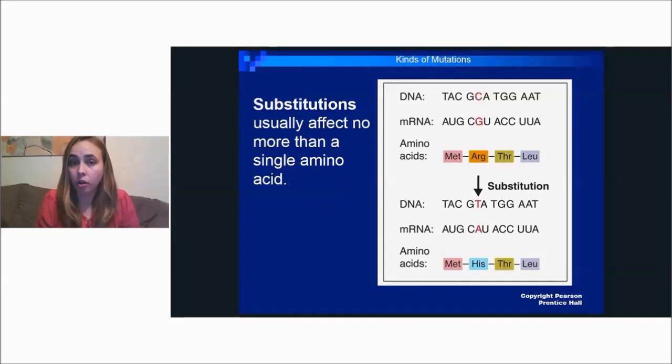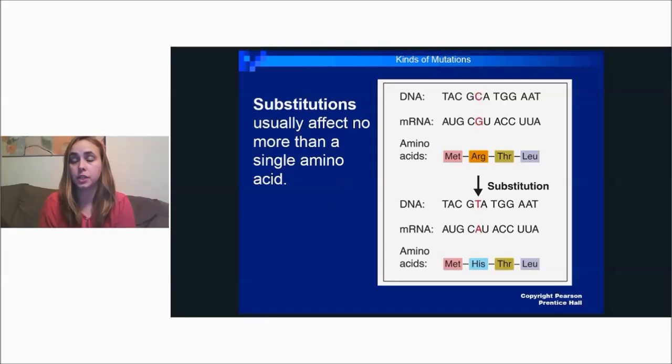So this is an example of a substitution, and the definition here, substitutions usually affect no more than a single amino acid, meaning that they change no more than one codon, and every codon codes for a specific amino acid. So here you have your DNA strand at the very top, TAC-GCA, and you can see that the C is in red, so that's what we're going to change. In mRNA, you have, as a result of that, AUG, CGU, and the amino acids that it produces are methionine and then arginine.